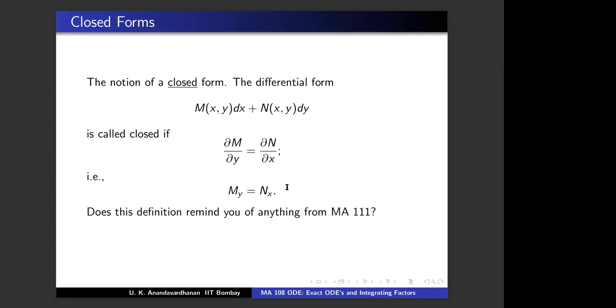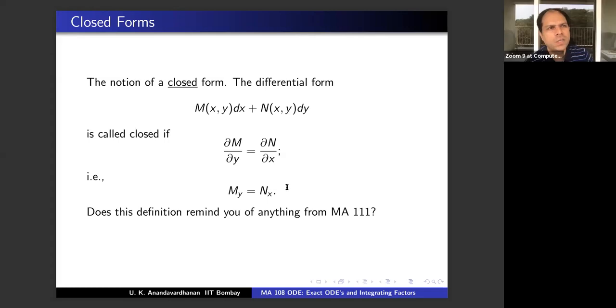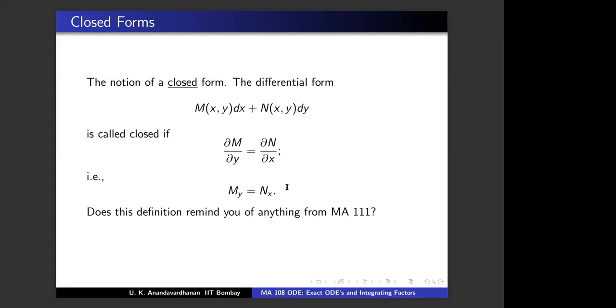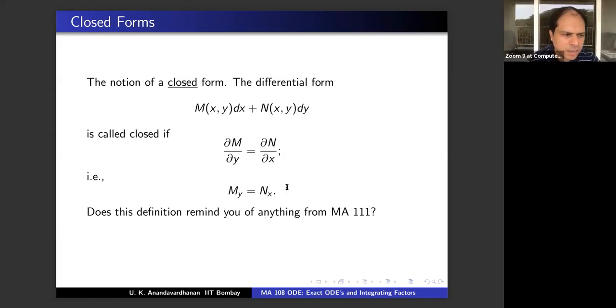M(x,y) i cap plus N(x,y) j cap. Correct. F(x,y) equal to (M, N). M(x,y), N(x,y), its curl is 0. So closed is same as saying, in your calculus language, my definition of closed is exactly the same as your definition in calculus of a vector field of curl 0, a two-dimensional vector field of curl 0. Agree?